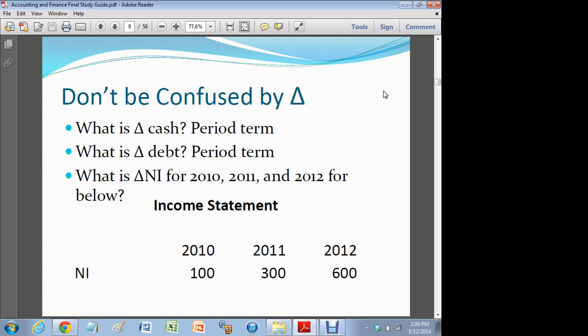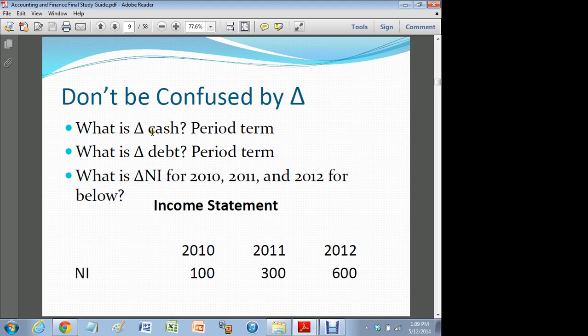Given that, here's just a quick thinking example. You have an income statement given here for each of 3 years, and the quick mental exercise is to figure out what's the change in net income for each of the 3 years. So this is the income statement, and these are the numbers for the net income at the end of each year.